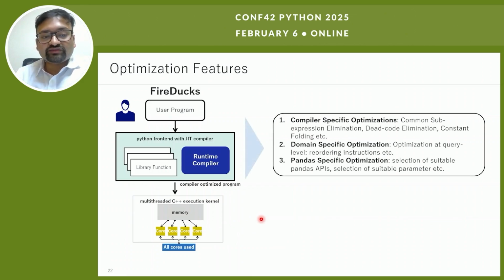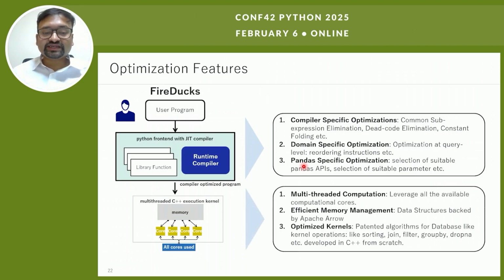So now what is the offering from these two layers? First of all, there is a compiler. So definitely you can expect compiler-specific optimizations like common subexpression elimination, dead code elimination kind of stuff. You can expect domain-specific optimizations like predicate pushdown, projection pushdown that I talked about so far. You can expect some pandas-specific tuning here as well. I'll be talking about it in upcoming slides.